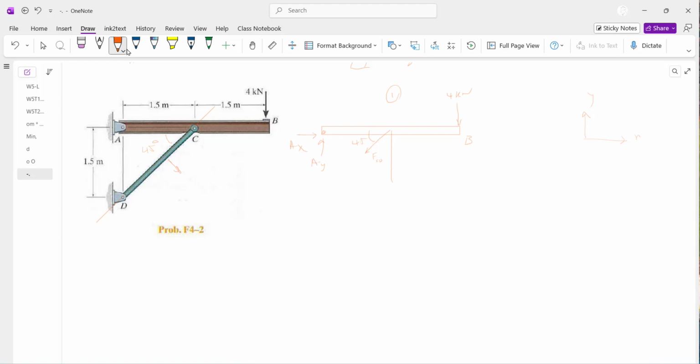So I would break that into FCD multiplied by cos 45, which is 0.707, and also a horizontal component, which is also equal to 0.707 FCD. And in that, you have to get rid of the force which has been consumed and resolved into two forces.